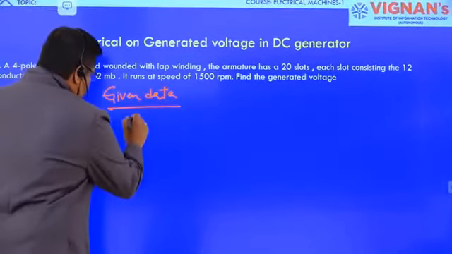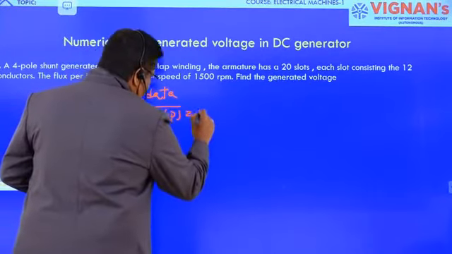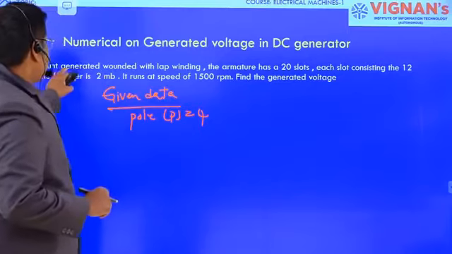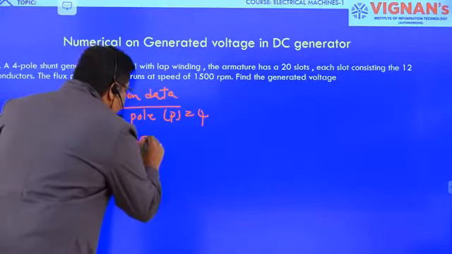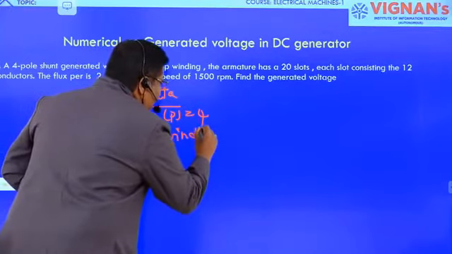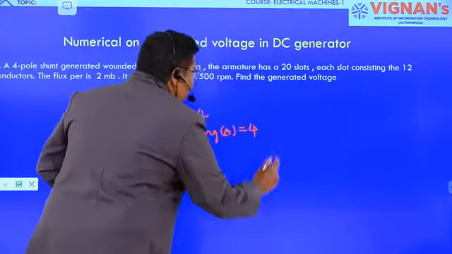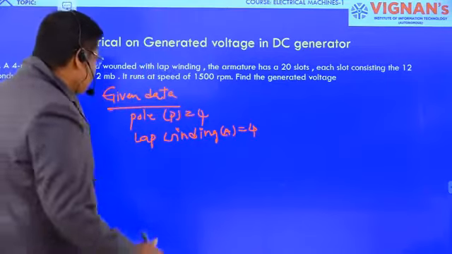Number of poles P equal to 4. Shunt generator wound with lap winding. The type of winding is lap winding, so the number of parallel paths is equal to the number of poles. The armature has 20 slots.